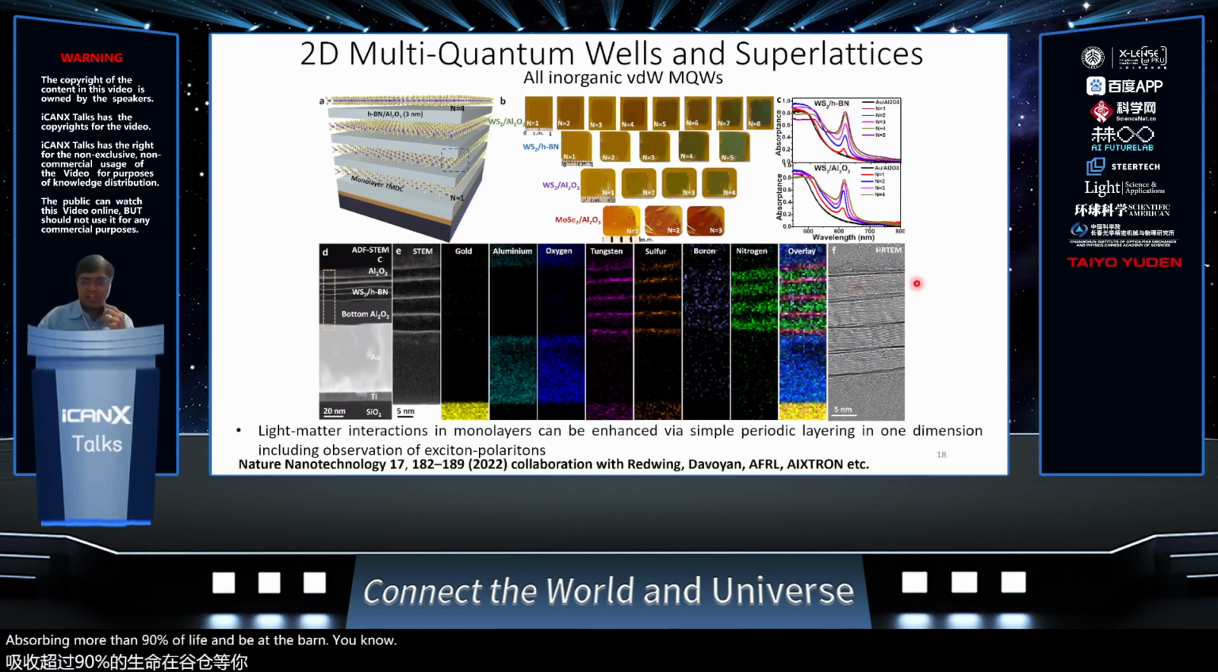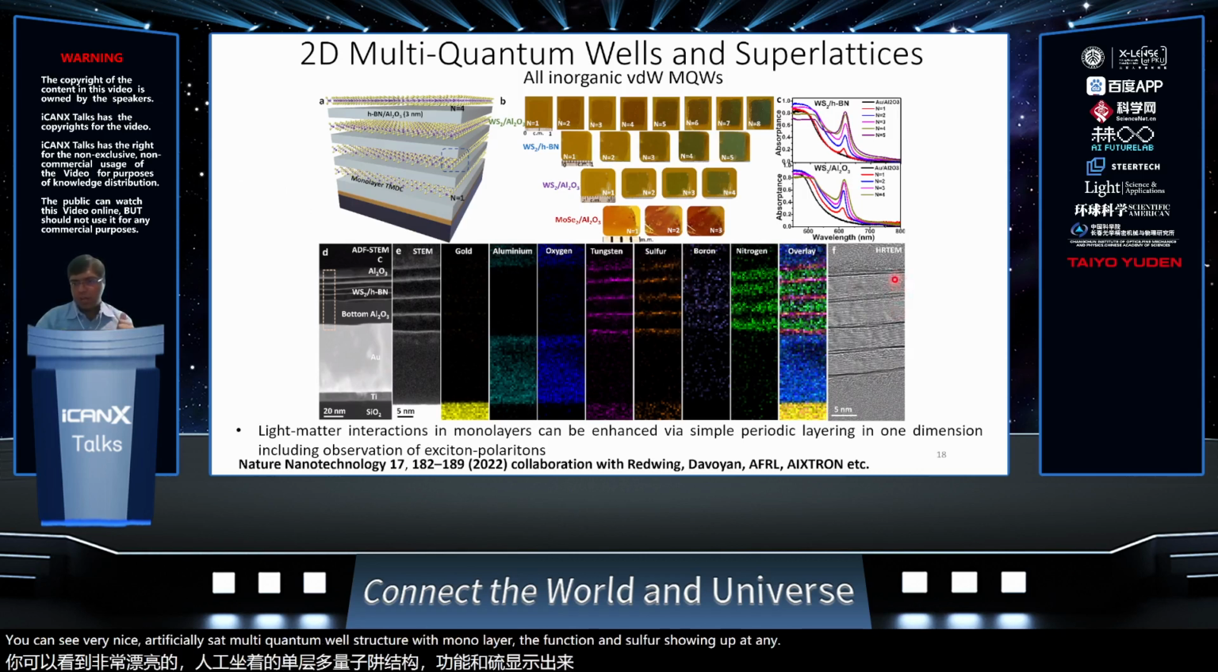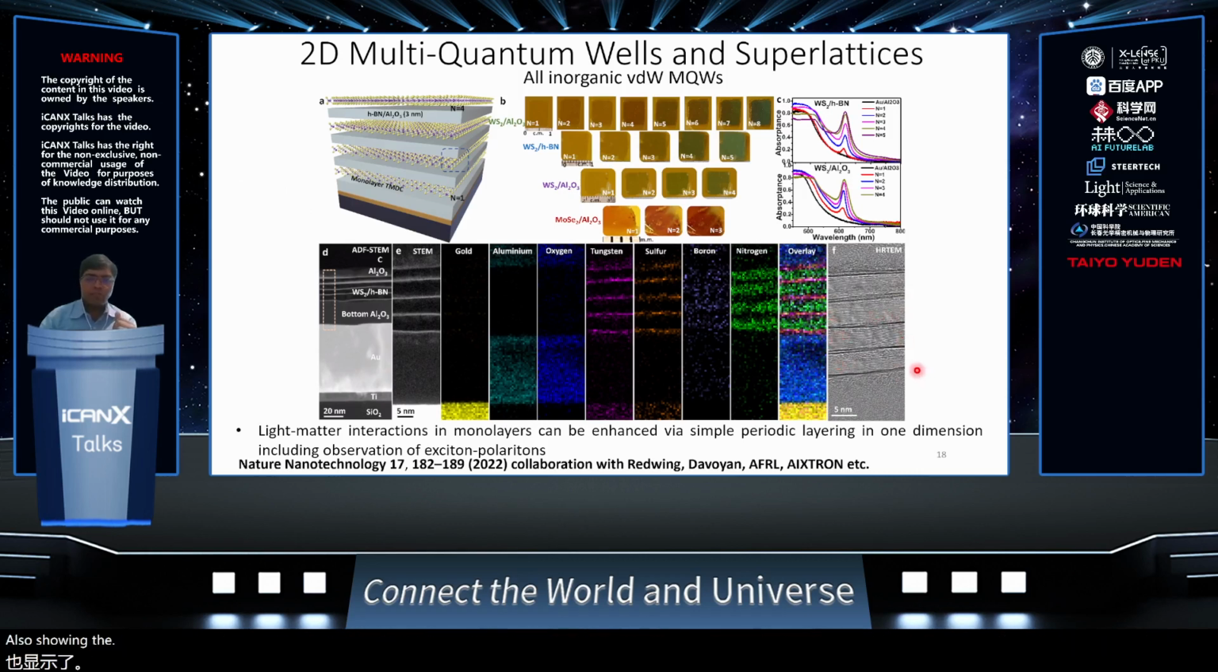Even in the TEM, when you cut these samples and visualize them, you can see a very nice artificially stacked multi-quantum well structure with monolayers of tungsten and sulfur showing up really quite well. And in between them, the hexagonal boron nitride layers are also showing up very, very well.